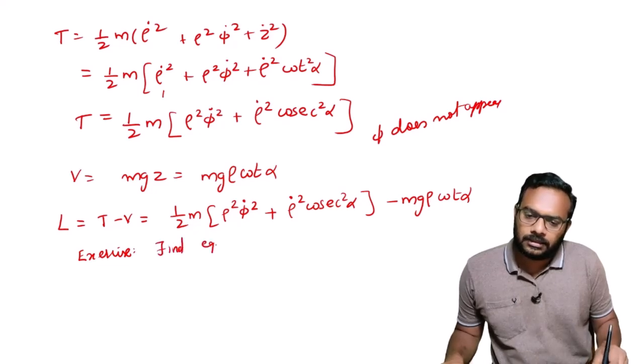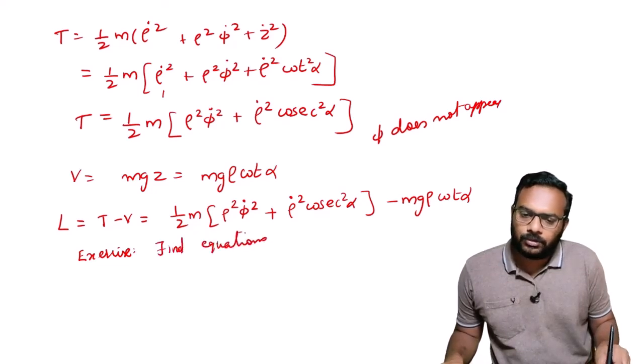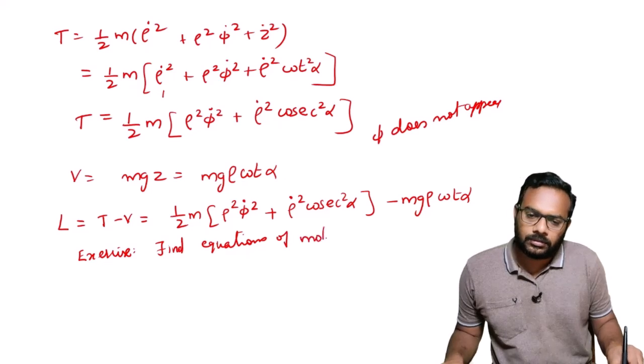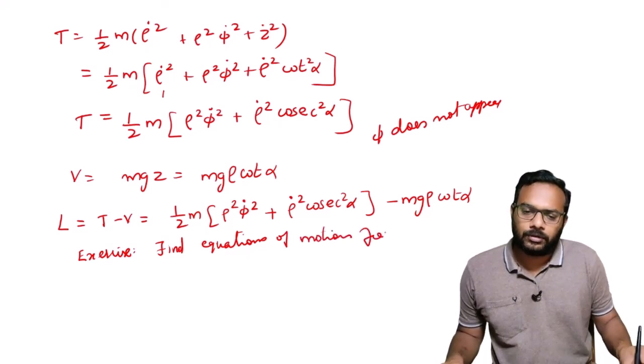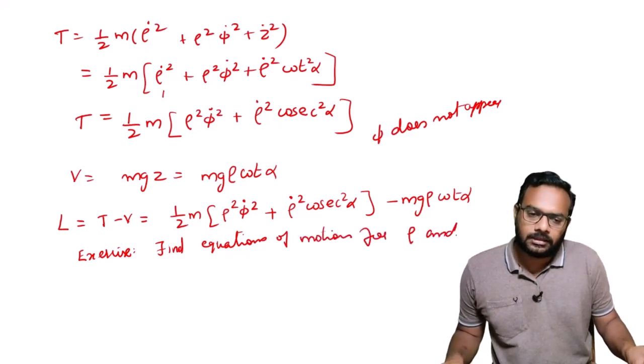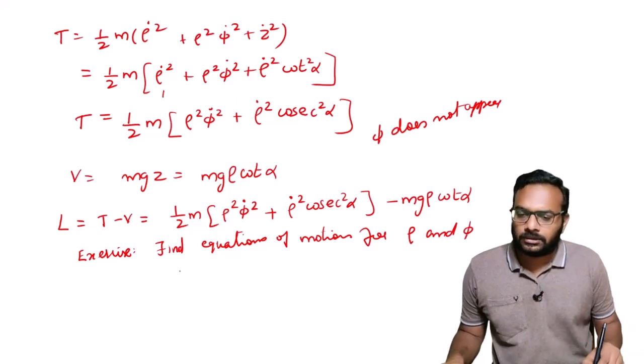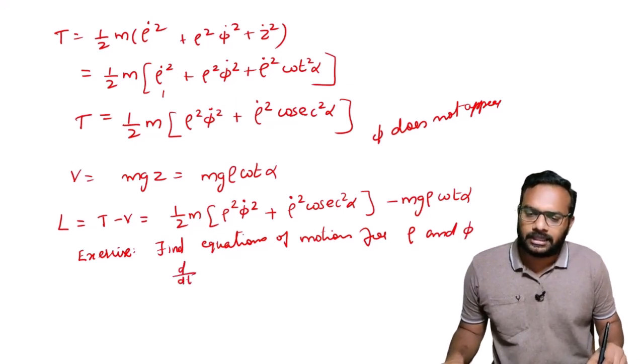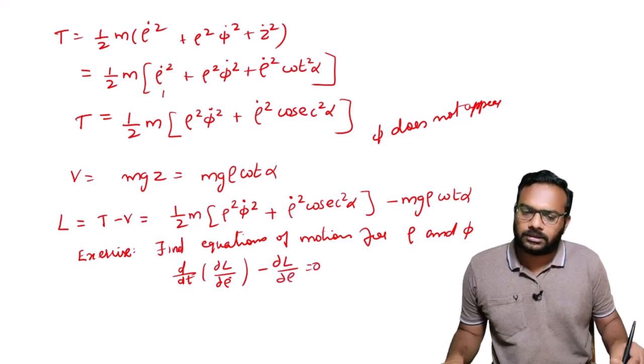Find equations of motion for rho and phi. Okay, so you can just do this. It's d by dt of dou L by dou rho dot, minus dou L by dou rho equal to 0. That would be for rho.